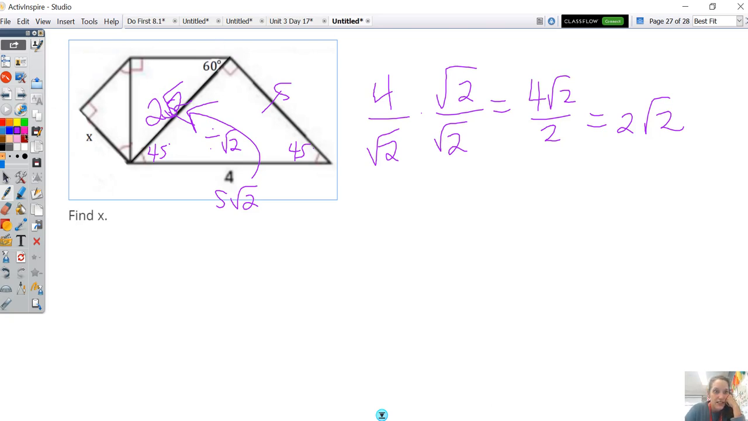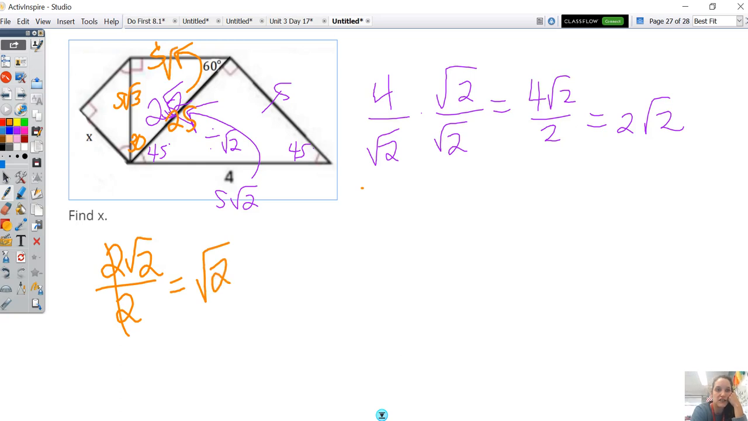Okay, so now we have a 30, 60, 90 special right triangle. And so now I have completely different ratios. Across from, this is the 30-degree angle. Across from the 30 is S, across from the 60 is S root 3, and across from the 90 is 2S. So I know my hypotenuse. I'm going from the hypotenuse to the short side, so I'm going to divide it by 2. So my hypotenuse is 2 root 2. I'm going to divide it by 2, so those 2's cancel out. And now my S, my short side, is root 2. So this side's root 2.